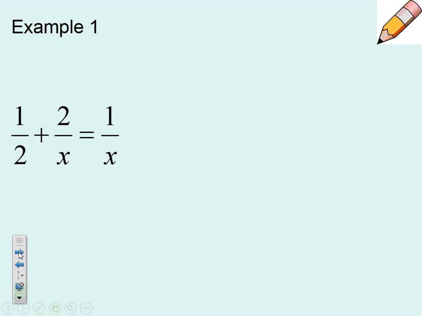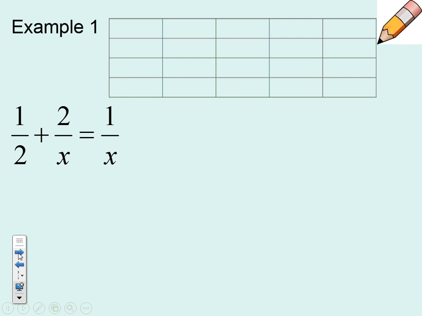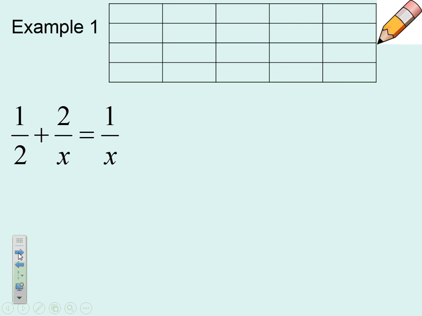So here's example number 1. Now, just as we did before when we added and subtracted expressions, we need to find a least common denominator. So to do that, we're going to draw our box again, and we're going to write it in each section. So my first one here, my denominator is 2. The second one is x. My third one is also x. And the goal in the end is to find my least common denominator.